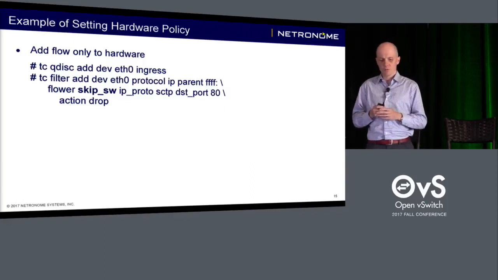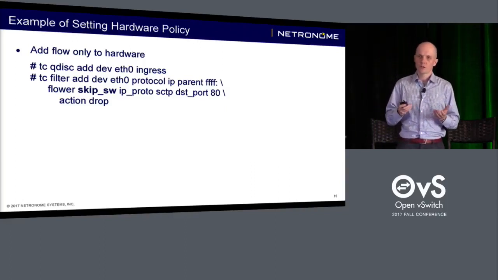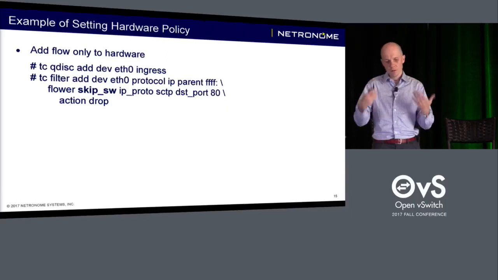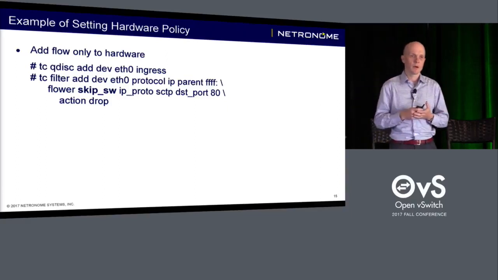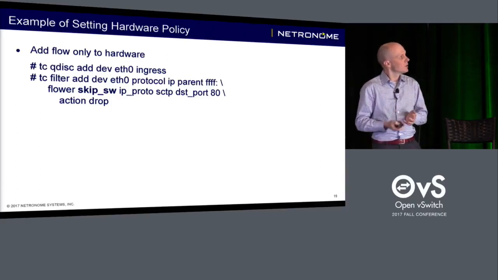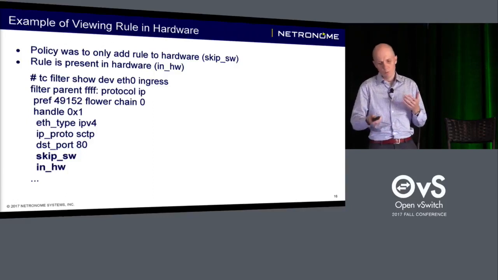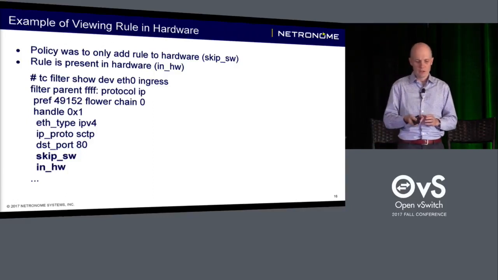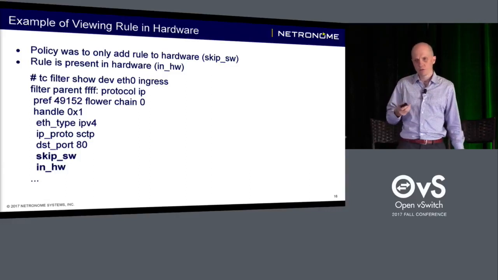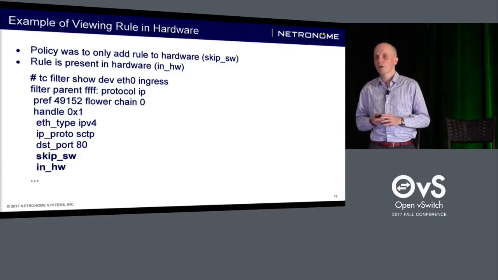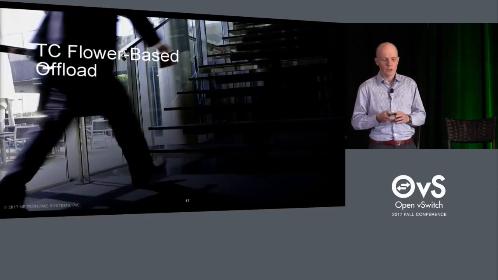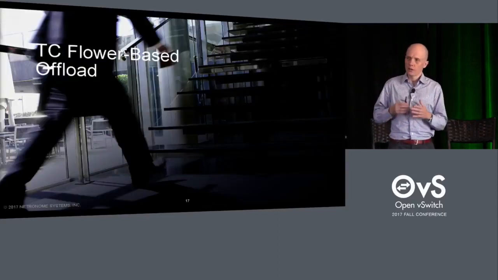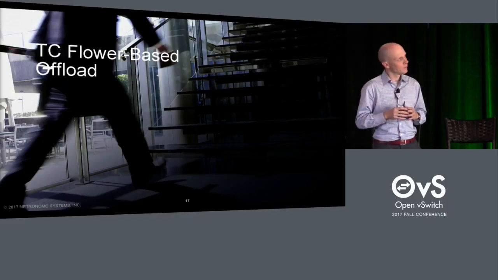So here's the same example as before, except I've added skip software. This means I want it to be placed in hardware. If it can't be placed in hardware, I'm expecting an error. And now I query the system to ask where the flow is, and in bold, we can see that firstly, skip software was requested, and secondly, it's been placed in hardware. Okay, so hopefully that gave a little bit of overview of TC Flower.